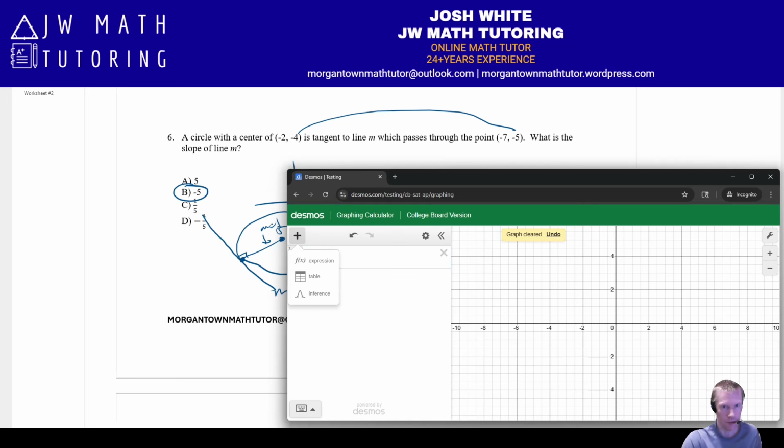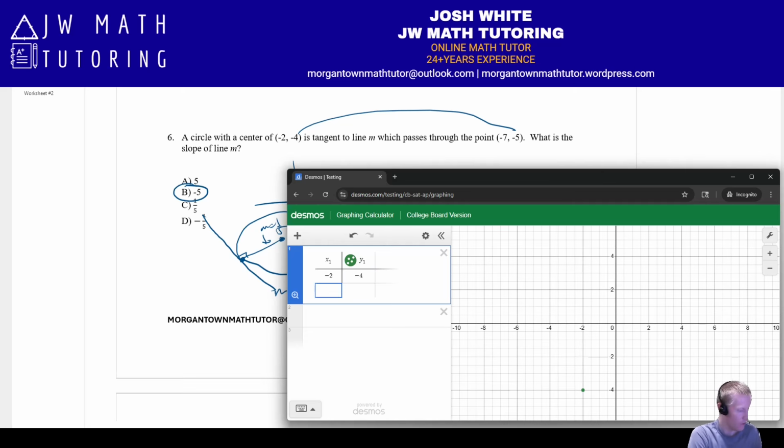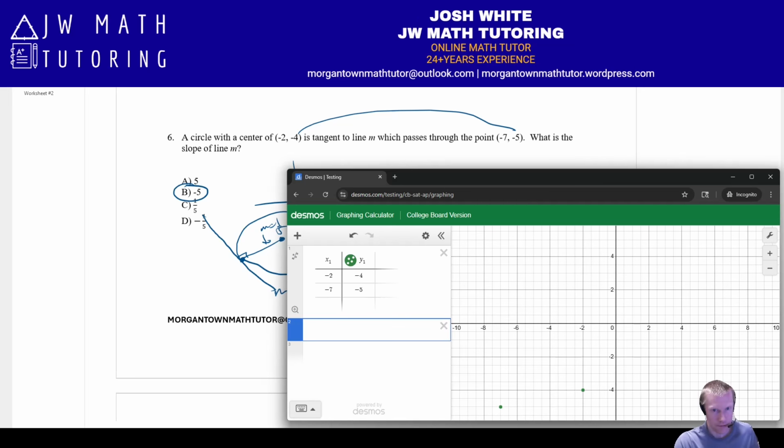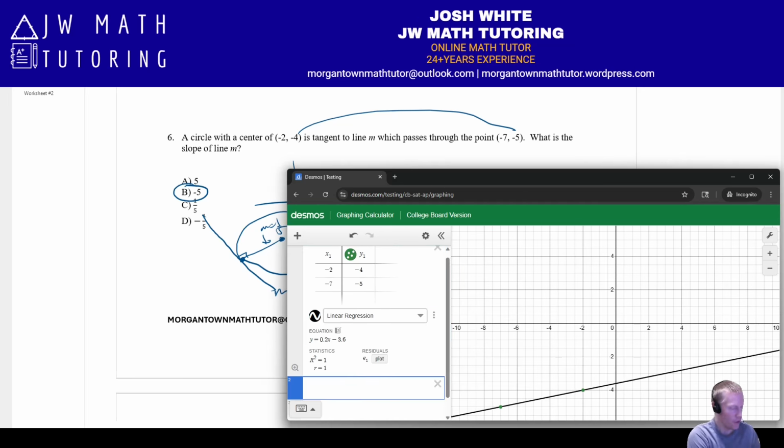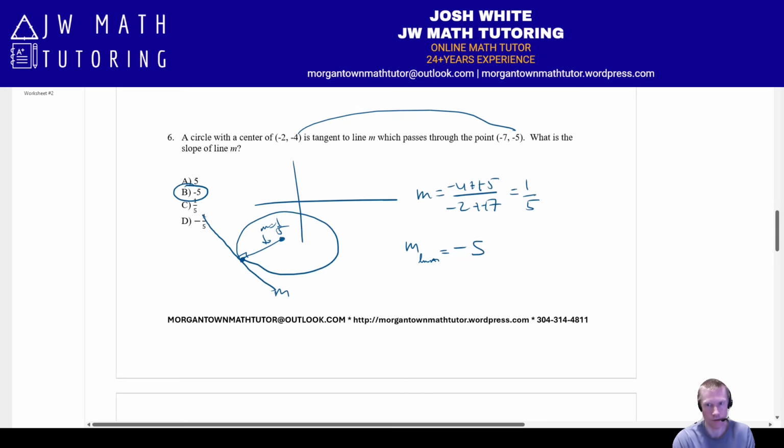So in other words, you could just go to the table here, and you could do -2, -4, -7, -5, and then just click on linear regression. So here the slope is 0.2, so then you have to know it's going to be -1 over 0.2, and it gives you -5, which is your correct answer. So that's just how you could do the actual calculation work in Desmos.